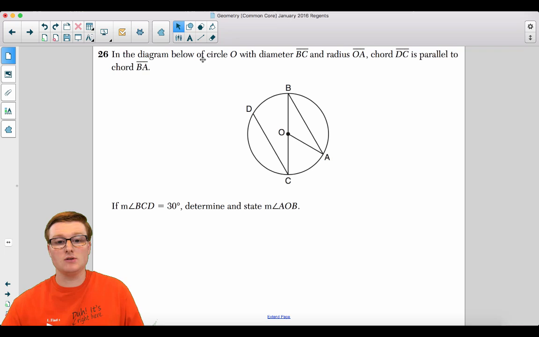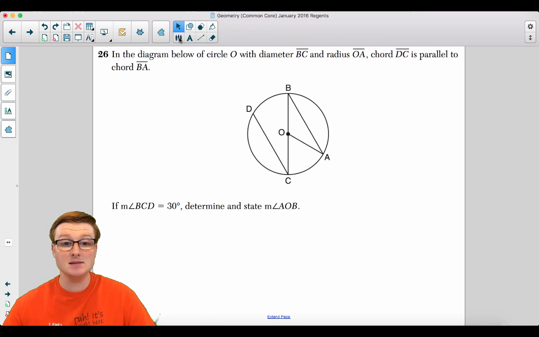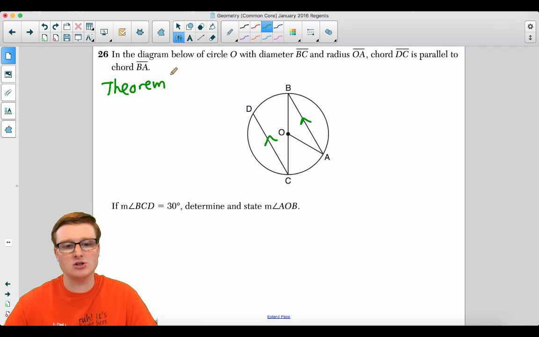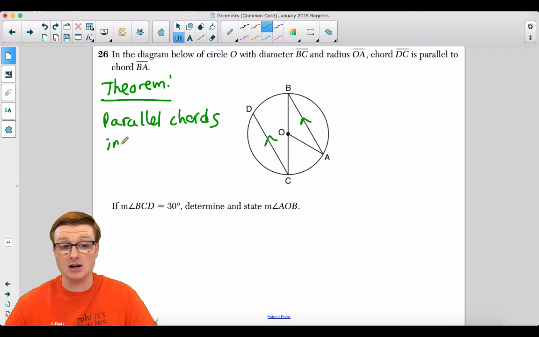In the diagram below of circle O with diameter BC and radius OA, chord DC is parallel to chord BA. Okay. Chord CD is parallel to chord BA. Parallel chords intercept congruent arcs. That's a theorem that you need to know when you're dealing with circles. The theorem states that parallel chords intercept congruent arcs.